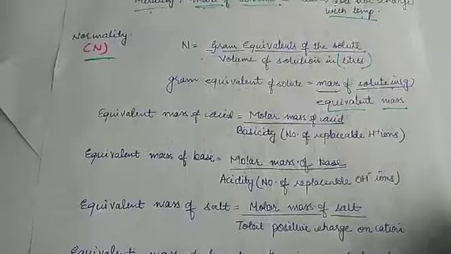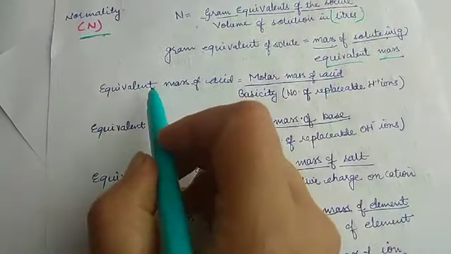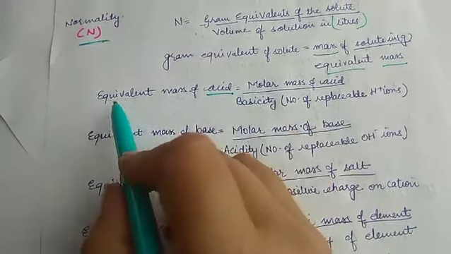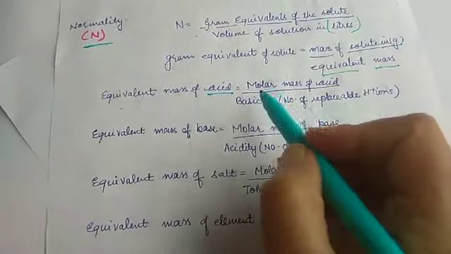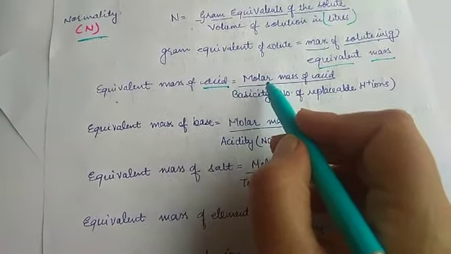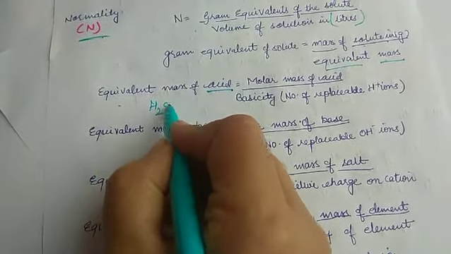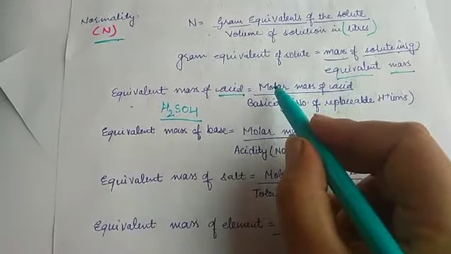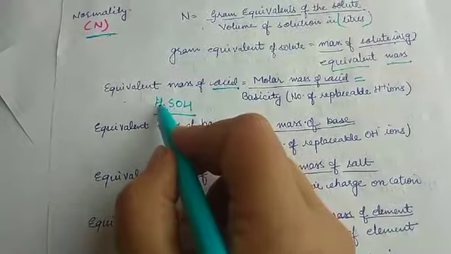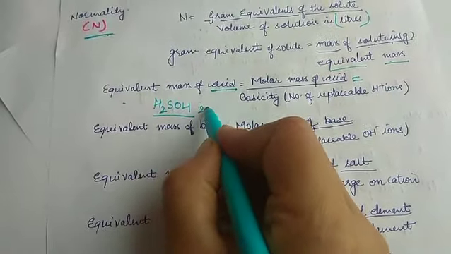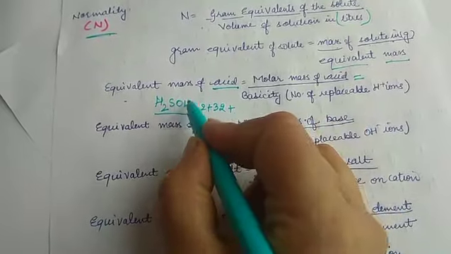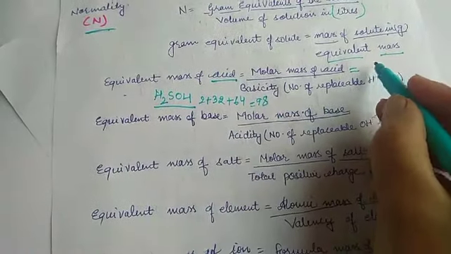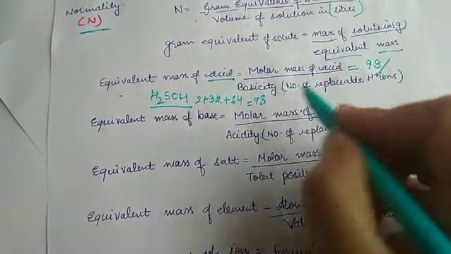So how will we calculate the equivalent mass? Suppose in a numerical we are dealing with an acid. Clear? Then the equivalent mass of the acid is calculated for whatever acid is given to you. Suppose we are given H2SO4, sulfuric acid. How to calculate its equivalent mass? Simply calculate the molar mass of the acid. Sulfuric acid: hydrogen 1 into 2, plus sulfur 32, plus 16 into 4 which is 64, that is equal to 98, the molar mass of sulfuric acid. That is 98 divided by basicity.